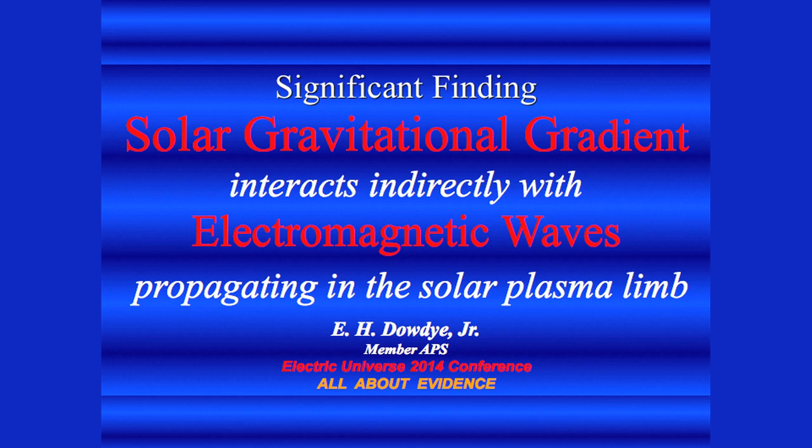The title of this is a continuation of what I have done before. In this talk, we talk about how the solar gravitational gradient interacts directly with electromagnetic waves propagating in the solar plasma limb. And when I say the gravitational gradient, for an example, we know very well that when you put up satellites in the deep space, you put atomic clocks on board these systems.